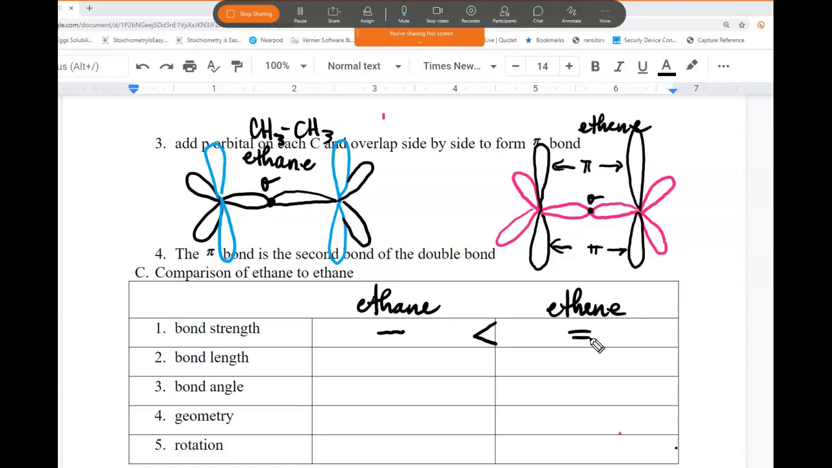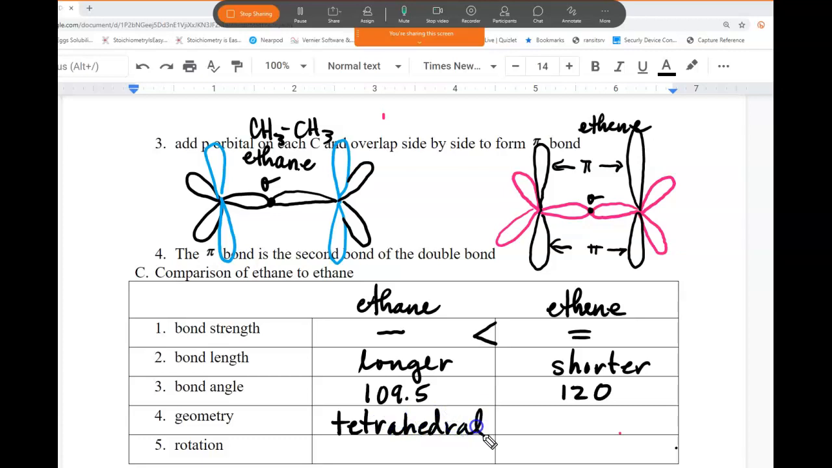As you know already, single bonds are longer, double bonds are shorter. Okay, bond angles. Our bond angles in the ethane are going to be 109.5, whereas in the ethene it's going to be 120. Our geometry in the ethane is going to be tetrahedral, and our geometry in the ethene is going to be trigonal planar.